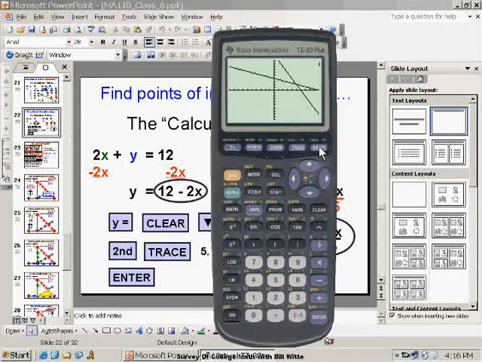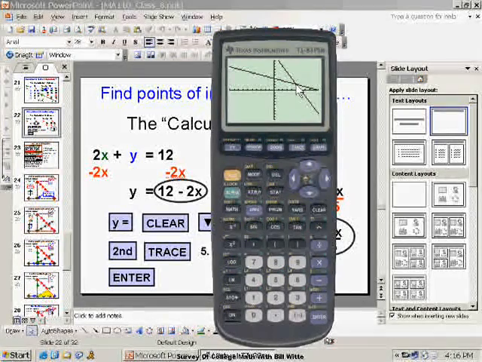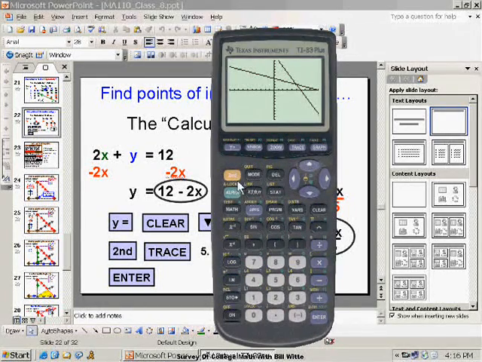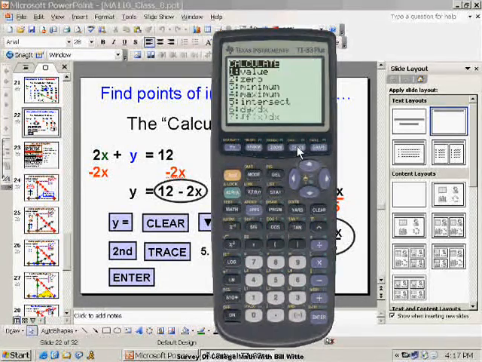And it draws the picture. But I want to know exactly what point that is right there. So what I can do is hit, what is the calc button? Well, the only way to get the calc button, of course, since it's orange, is to hit second trace. Okay, and I know what I want.